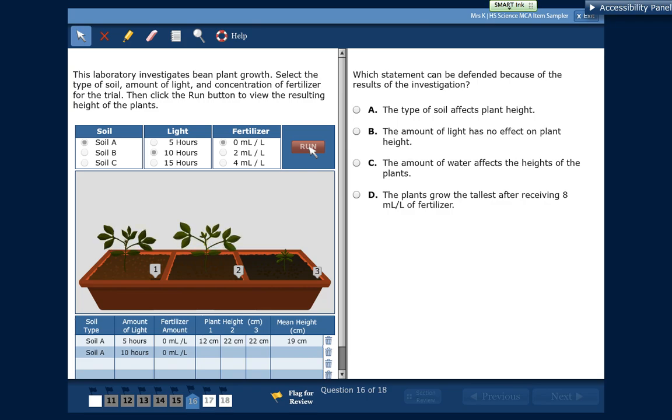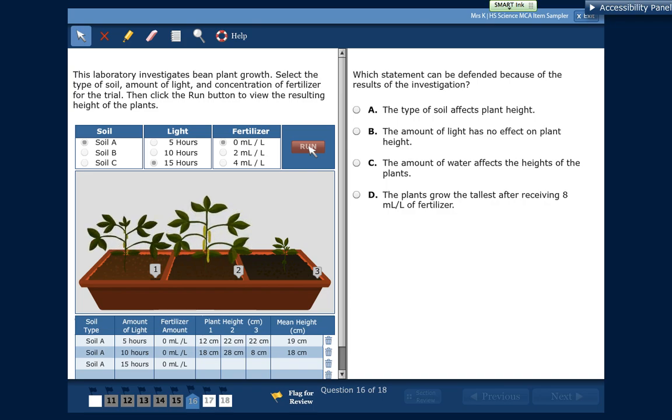Well, that's interesting. Look how big that is. Next one. So it should be obvious to you that light does in fact have an effect on plant height. So you would eliminate B right away. That could not be it. Boom. There. Can't be that one at all.